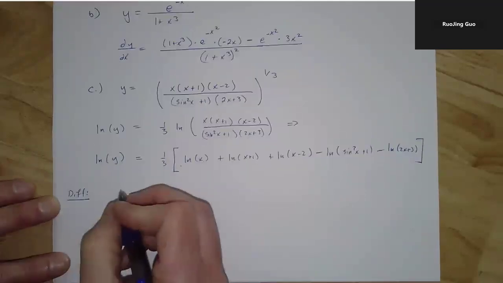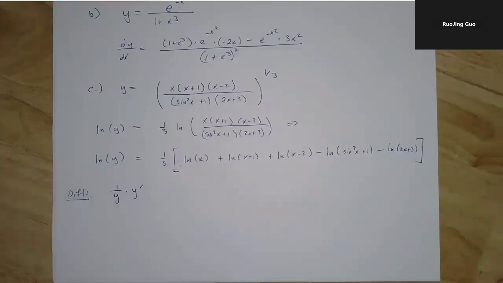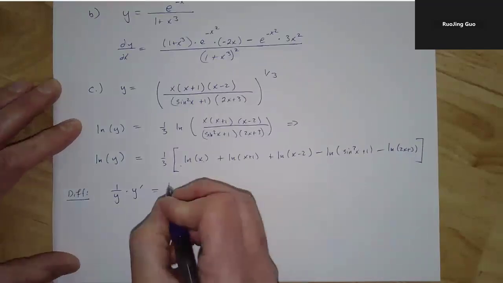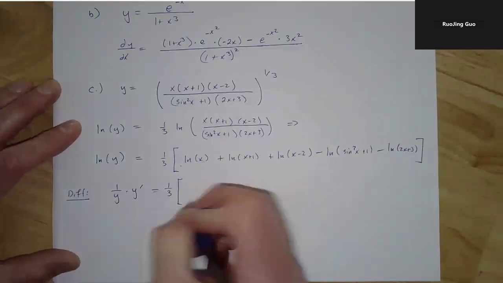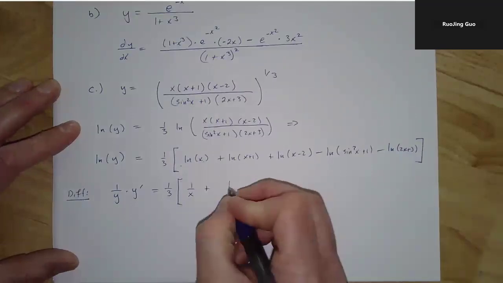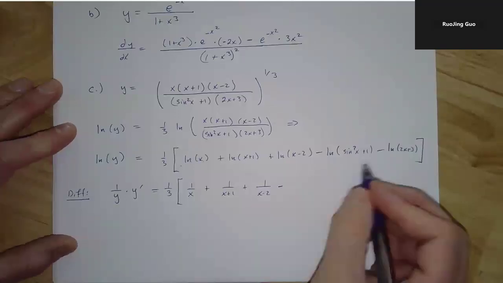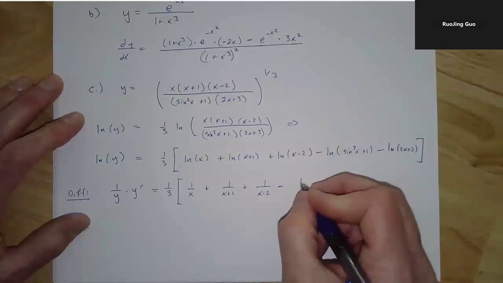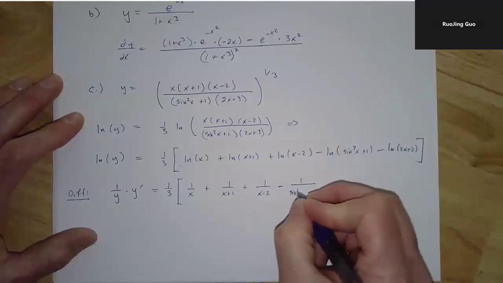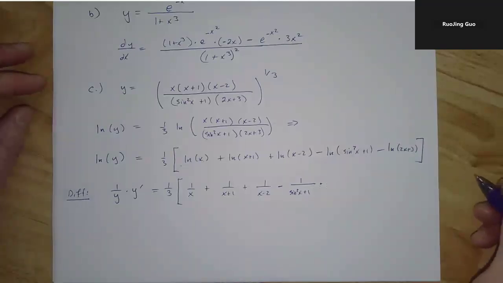On the left, you always are going to get 1 over y times y prime, or dy dx, whichever way you want to write it. On the right, your 1/3 multiple sticks around, and you take the derivative of everything. So it's going to be 1 over x plus 1 over x plus 1 plus 1 over x minus 2 minus, a little more complicated here, 1 over our stuff, sine squared x plus 1, multiplied by the derivative of our stuff. Okay, the derivative of sine squared plus 1, I should say sine squared x. The plus 1 doesn't matter, its derivative is 0.